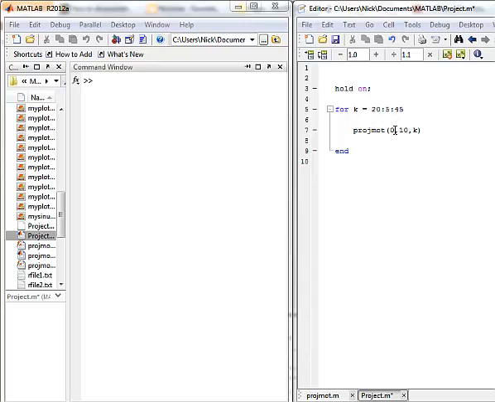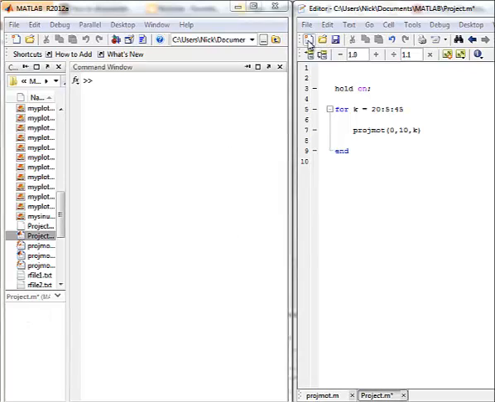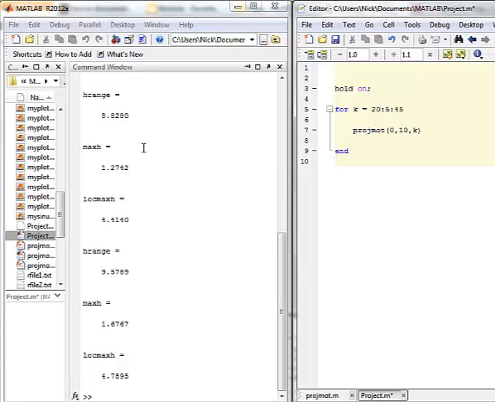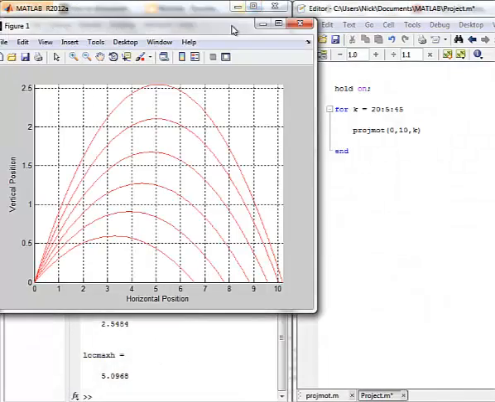First, the initial x position. Secondly, it inputs the initial velocity. And finally, it inputs the angle. So if I execute this loop, it will calculate horizontal range, max height, and the x location of the max height for each iteration, and then it will also graph all of them.